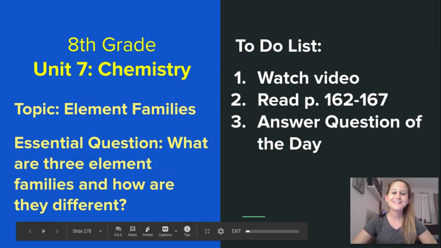Hey, 8th grade. Today we're going to be continuing our unit on chemistry. Our lesson for today is about element families, which is really important because this is going to set the stage for element bonding later on this week. Our essential question for today says, what are 3 element families and how are they different?